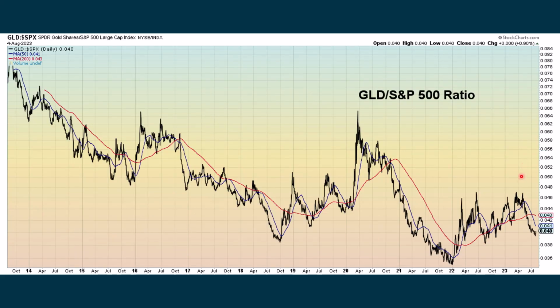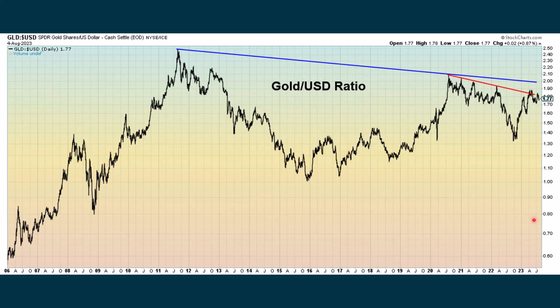Gold to the S&P 500. Gold's still in an uptrend, but it's really underperforming the S&P, and we've seen a recent death cross in this ratio. We're also seeing gold having difficulties against the US dollar.